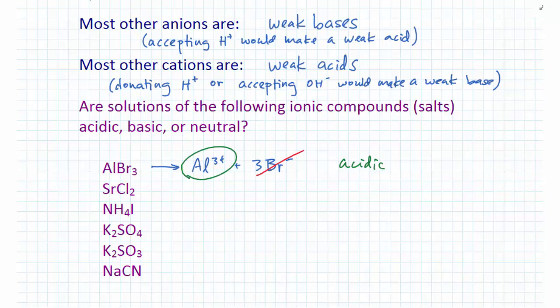So try to do that with the other ones. Break them into their 2 ions. I might need to help you a little bit with sulfate, but we'll get there. Break each of those into its respective ions, cross out any pH neutral ions, and look at the impact that the other one has.